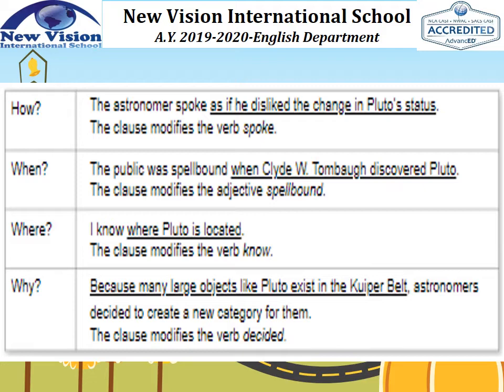Very good. How about for why? Because many large objects like Pluto exist in the Kuiper belt, astronomers decided to create a new category for them. Okay, so we have our adverb clause from the word because up until Kuiper belt. And this modifies the verb what? On the following group of words, we have decided.